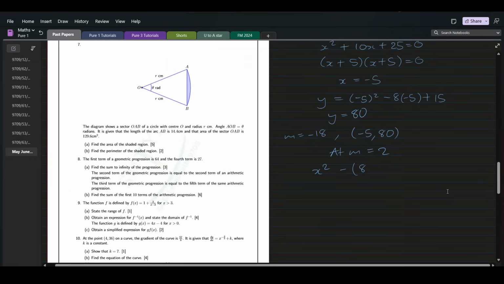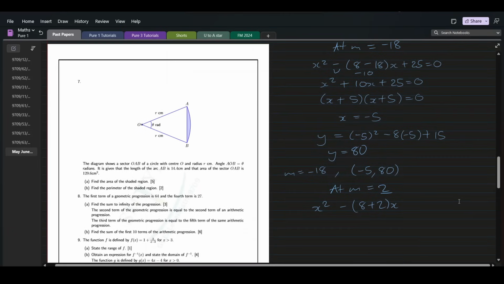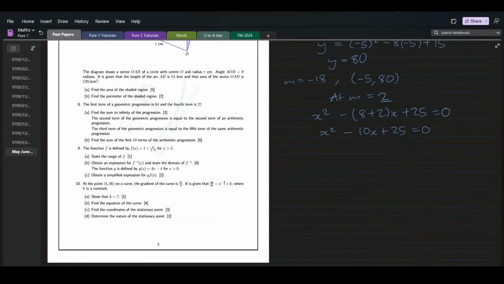So that is plus m. In this case, our m is 2, plus 2x. And then the term independent of x was the plus 25 is equal to 0. And so this becomes x squared minus 8 plus 2 is 10, so that's 10x plus 25 is equal to 0. And now we simply factorize this. So that would be x minus 5, x minus 5 is equal to 0. So x is equal to 5.